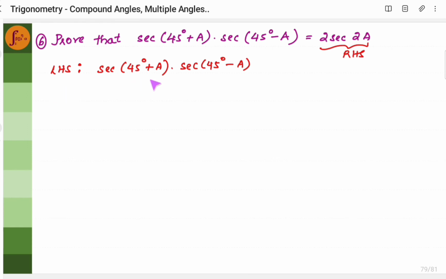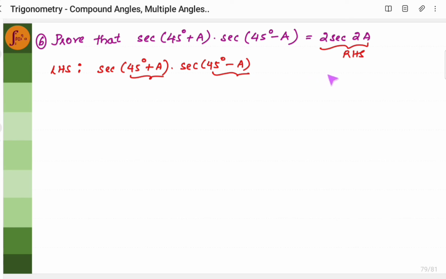So, what is secant 45 plus a? We don't know what secant values are, right? These are compound angle values. These are compound angles, right? Addition of two angles, subtraction of two angles, these are compound angles. But we don't know the secant form, right? We know just cos, sin and tan.